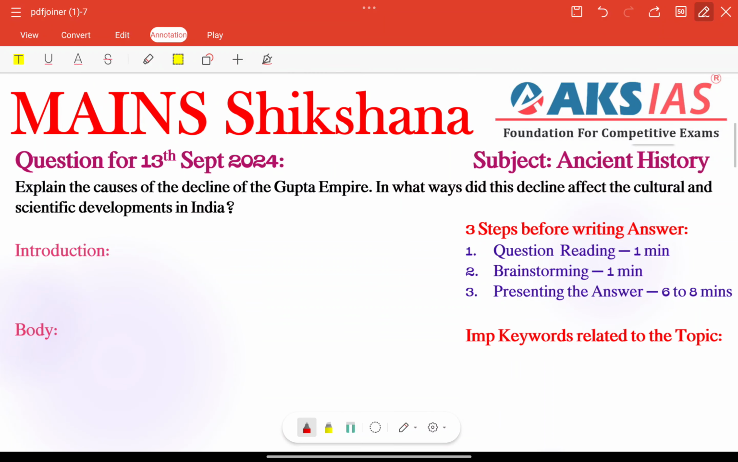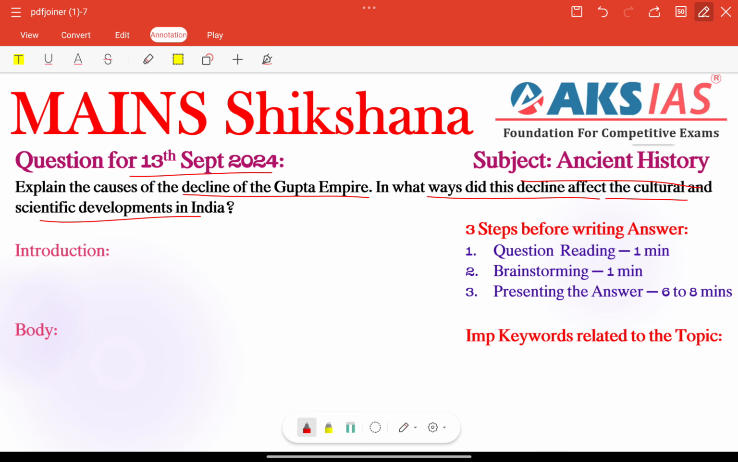Right, the main section of the free initiative is related to the subject of ancient history. Question for 13th September 2024: Explain the causes of the decline of the Gupta Empire. In what ways did this decline affect the cultural and scientific developments in India?